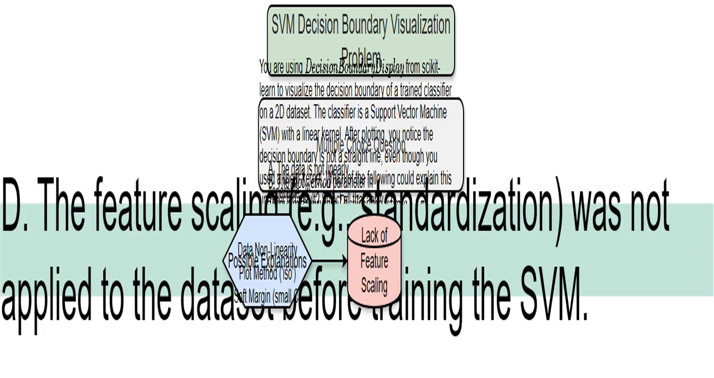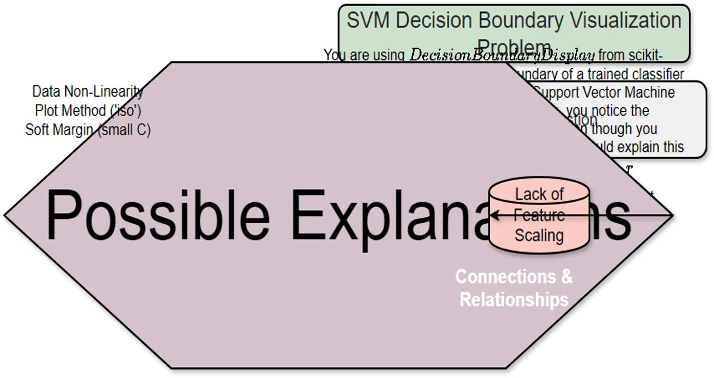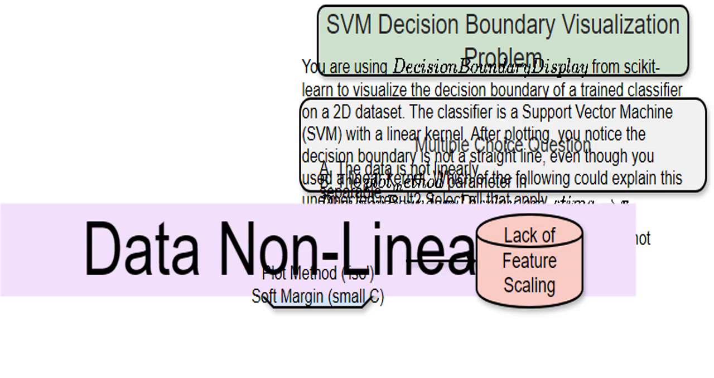If the features, variables, in your data have different scales, it can distort the apparent relationship, making data that's actually linearly separable look nonlinear. Think of it like stretching one axis of a graph. A straight line might become curved. These are the possible reasons for the unexpected curve. The data itself might not be suitable for a simple straight line separation.